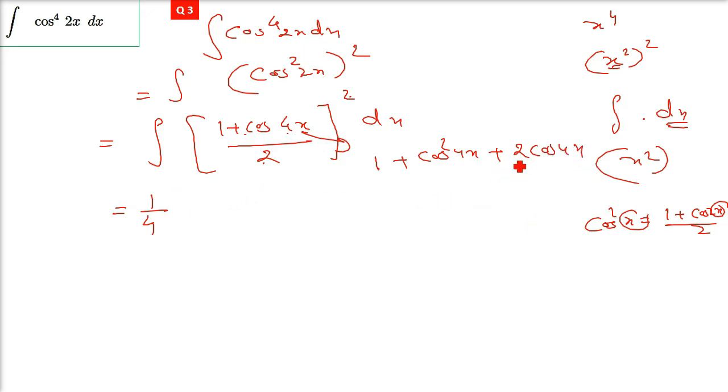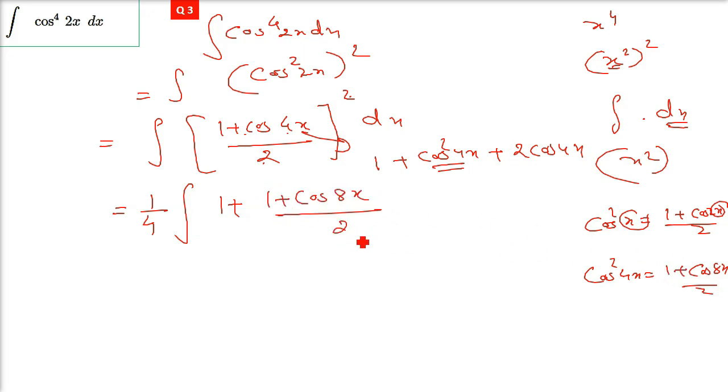Okay. Now cos square 4x is again appearing. So we need to reapply the formula we have just seen. Cos square 4x is 1 plus cos 8x by 2. So now you have to replace this cos square 4x by 1 plus cos 8x by 2. This is 1 plus cos 8x by 2, and then it's followed by 2 cos 4x.